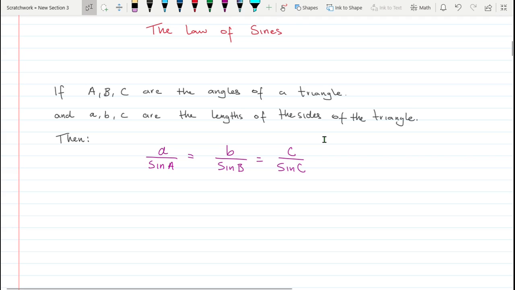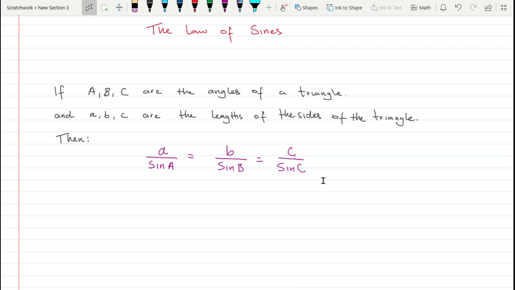So you're going to be looking at a triangle defined with A, B, and C in uppercase, and those are going to be the angles of the triangle. Lowercase a, b, and c are going to be the lengths of the sides of the triangle. So the law of sines is the following. Lowercase a over sine of angle A is equal to the length of side b over sine of B, and it's equal to the length of side c over sine of C.